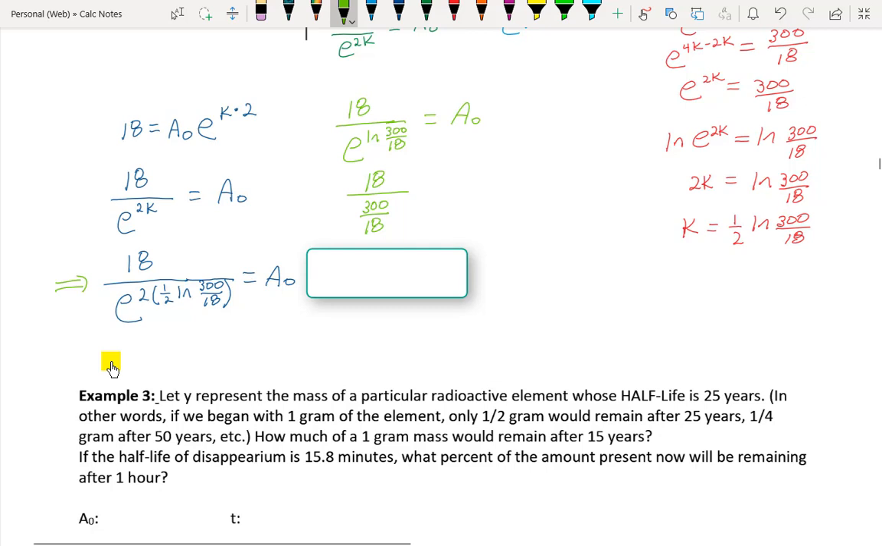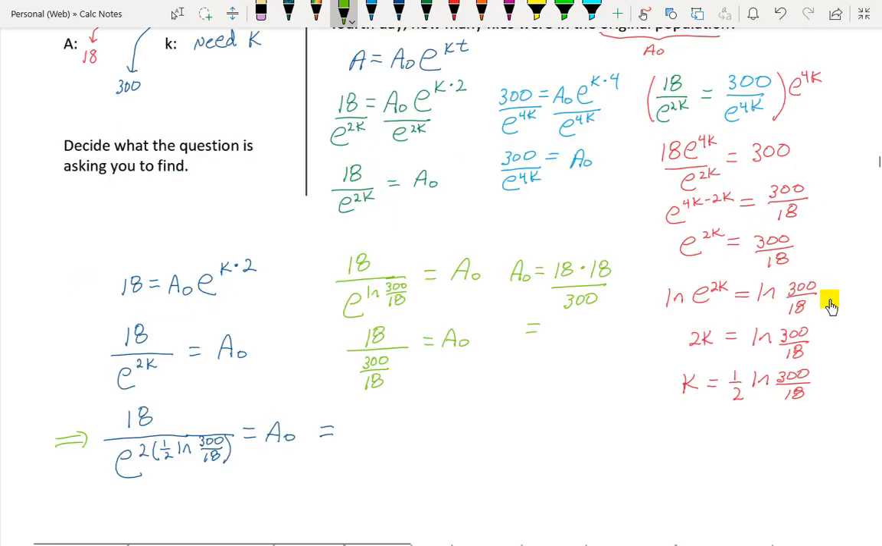So now we take this, and remember this is a sub 0. So now if I were to flip that over and multiply, I would have a sub 0 equals 18, flipping over the bottom, times 18 over 300. And however you want to simplify that, it's going to give me 1.08, which would equal a sub 0.